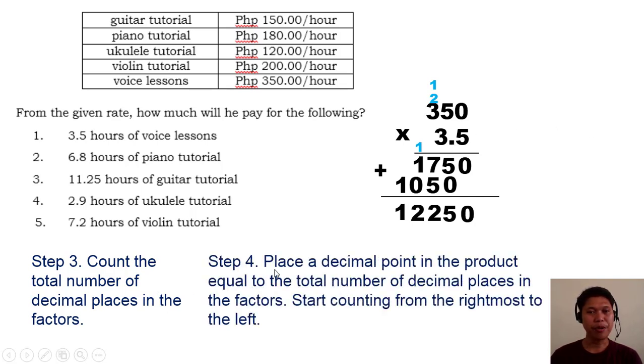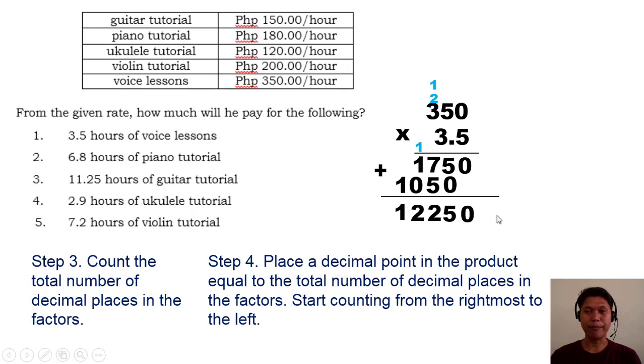So, ang step number 4 naman ay place the decimal point in the product equal to the total number of decimal places in the factor. So, since merong isang decimal place lang sa factors, then dito sa product, ang gagawin din natin, ilalagyan natin ng decimal point na one decimal place. Start counting from the rightmost. So, dito ka talaga magsisimula. Hindi dito pwede.